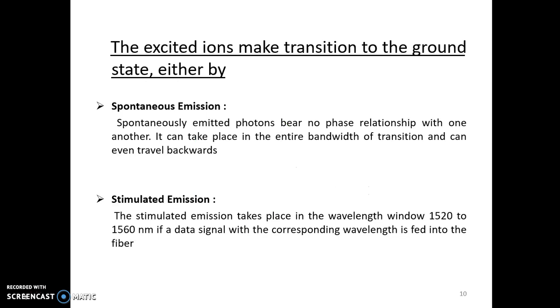The excited ions make the transition to the ground state either by spontaneous emission or by stimulated emission. Spontaneously emitted photons bear no phase relationship with one another. It can take place in the entire bandwidth of the transition and can travel backwards. In stimulated emission, the emission takes place in the wavelength window of 1520 to 1560 nanometer if a data signal with the corresponding wavelength is fed into the fiber.